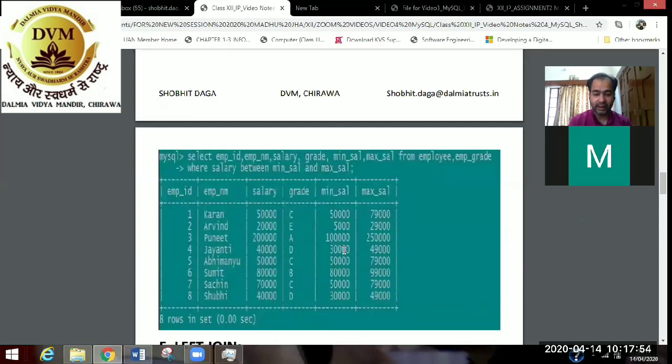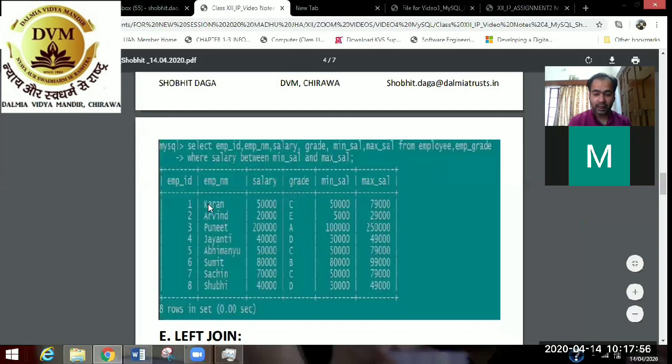Over here, as you can see, Karan has been mapped with grade C because his salary is 50,000. Also, you can very well see that 50,000 is in the minimum and maximum range for grade C. Abhimanyu also has the salary 50,000 and he is also placed under grade C. Jayanti is in grade D and Shubhi is also in grade D.